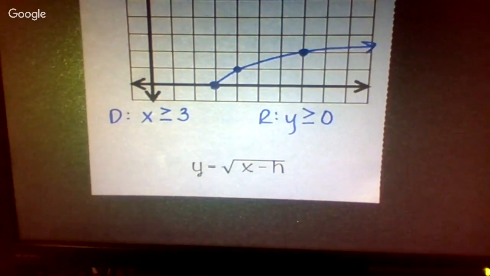Does anybody have any last minute questions on graphing or what the graph of a radical will look like? No.